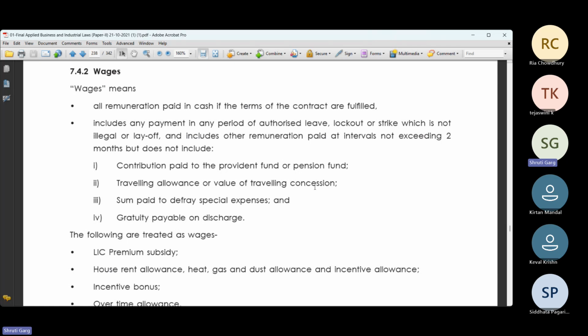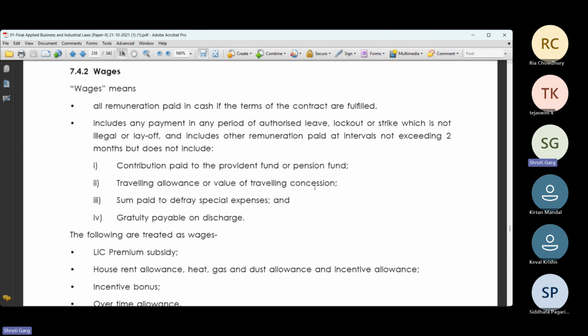Even wages will also be covered if the payment is made in any period of authorized leave, lockout or strike. This will also be included in the definition of wages. And it also includes remuneration paid at intervals not exceeding 2 months. Clear?